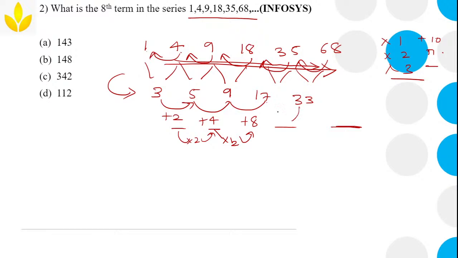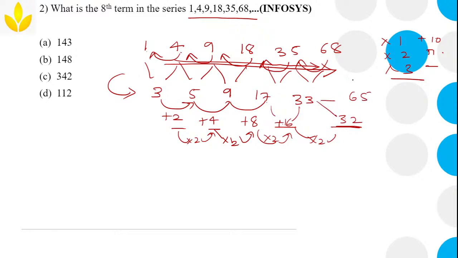17, 33. 33 minus 17 is how much? Okay, 16. So can you find a relation? Yes, 8 into 2, 16. Now apply the same. 16 into 2, how much? 32. Now add these two. 32 plus 33 will give you 65.